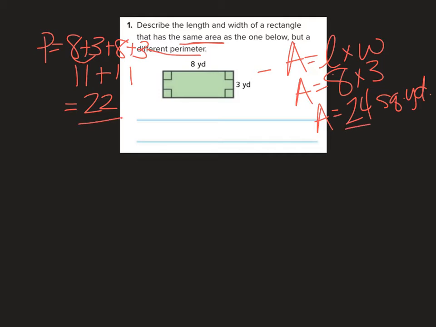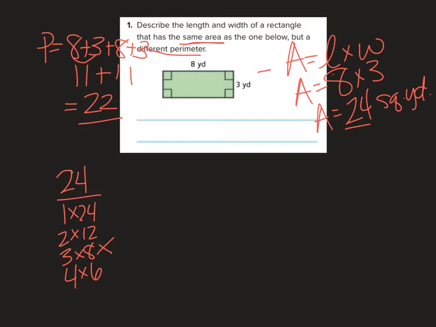So I need to think of what other numbers multiply together to make 24. What are the factors of 24? I could do 1 times 24. I could do 2 times 12. I could do 3 times 8, but I couldn't because that was already used. I could do 4 times 6. Are there any more? 5, no, 6, yep, already got it. I think that's all. So I just need to pick one of these. I cannot pick 3 by 8, so maybe let's do 4 by 6.